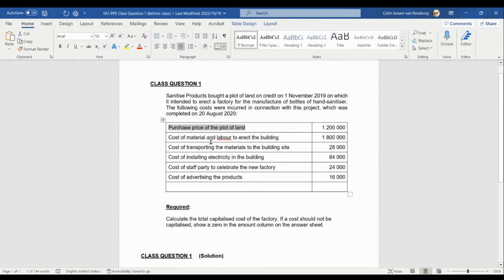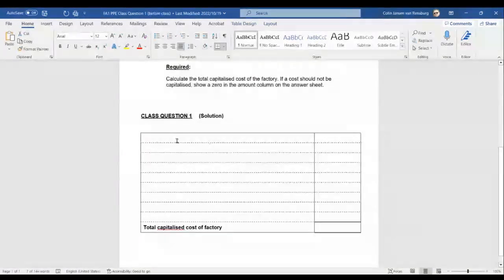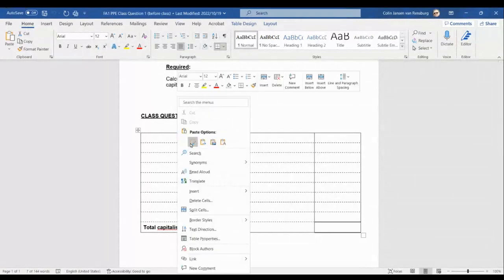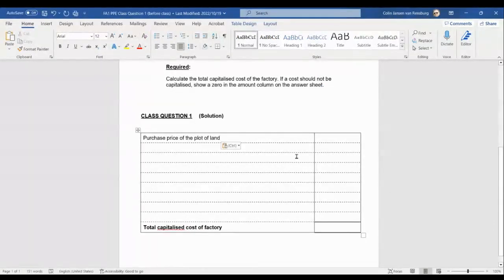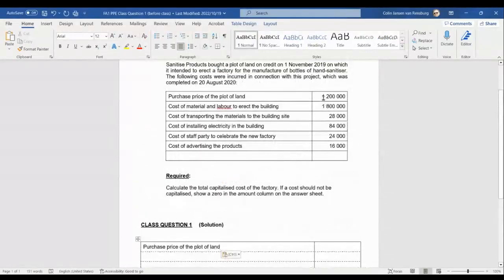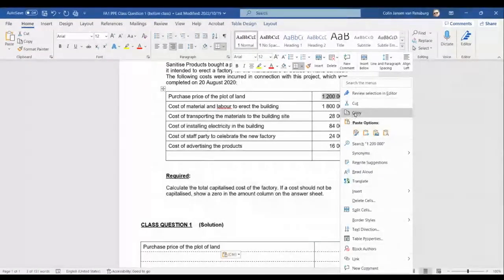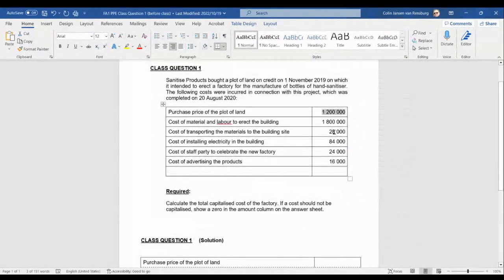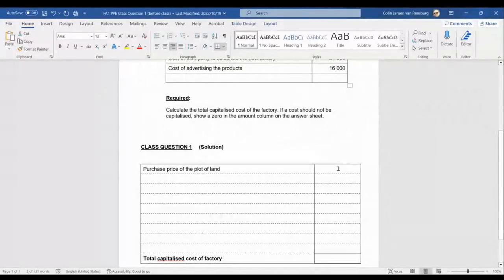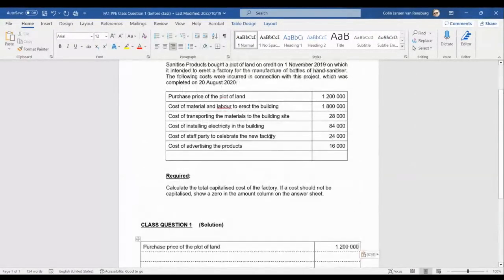So let us go and copy that over, and we're going to complete our answer sheet, which could be electronic or it could be paper, doesn't matter. We're going to complete it. So the purchase price of the plot of land is an amount of 1,200,000. They don't tell us to take value added tax into account. So therefore, for the purpose of this particular exercise, we can ignore it. Right, so 1.2 million, that's the purchase price of the plot of land.